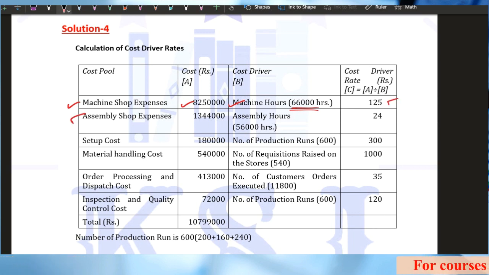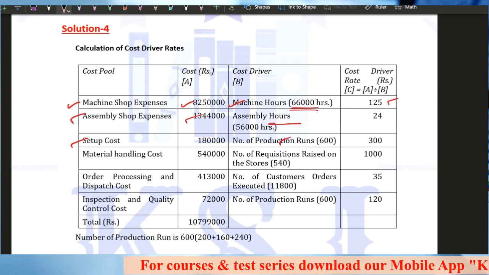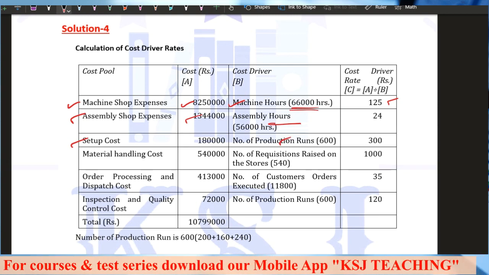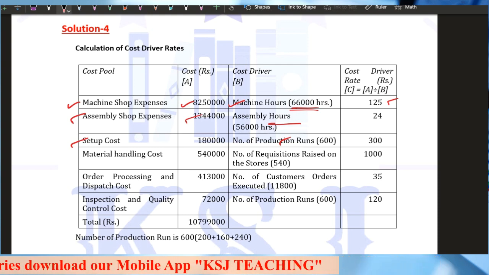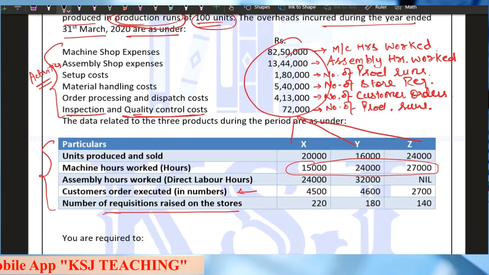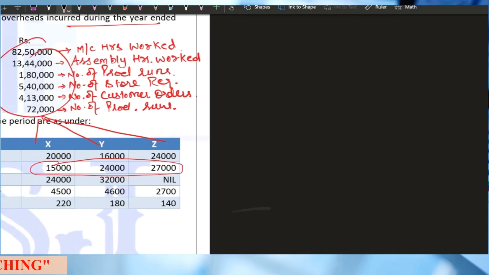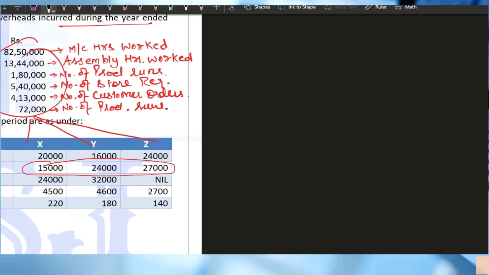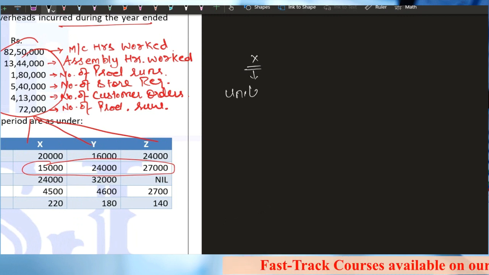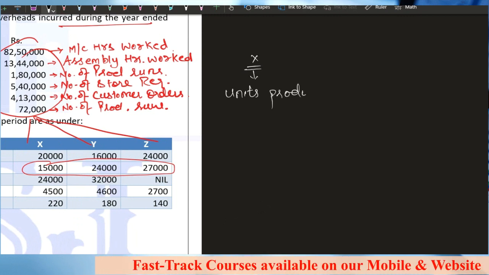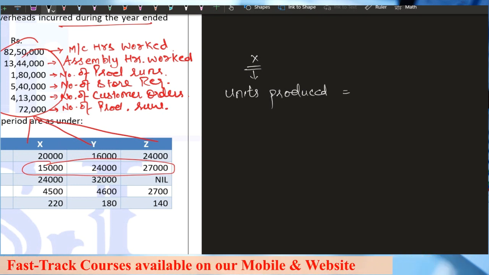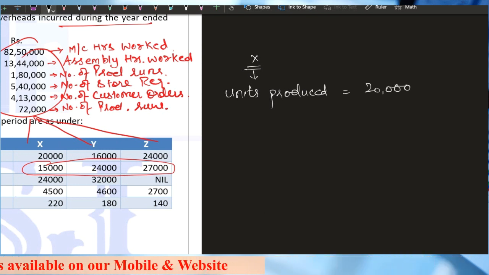Similarly, assembly shop expenses, assembly hours, setup cost, number of production runs. Now, this is interesting. How to calculate number of production runs, sir? See. Let's see. Now, talking about X. How many units of X are produced? Units produced. Can you tell me the units produced? That is 20,000. Right?